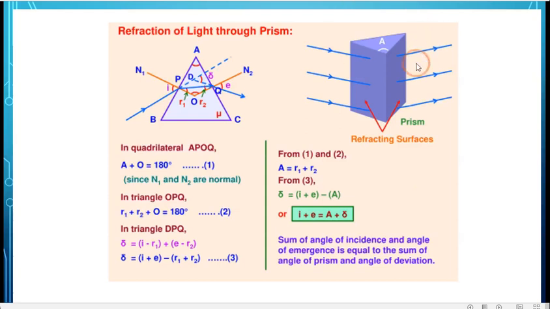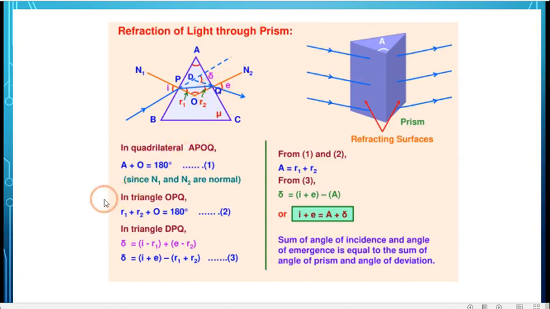You can see here the prism, the refracting surfaces, the base section and the principal section. Now the angle between both refracting surfaces is the angle of prism or refracting angle. Understood, right? After that we are going to consider the relation between the angles involved. That is, we are going to consider refraction of light through a prism, or the prism formula.